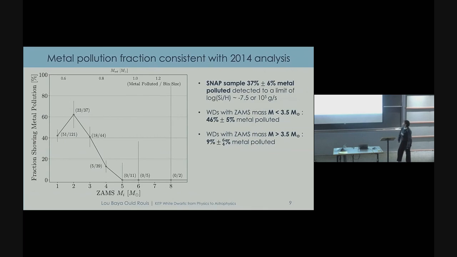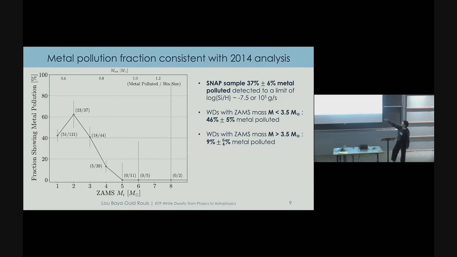And what you're actually seeing is 37%, plus or minus 6, of metal pollution over the full SNAP sample of over 300 stars. This dissection is with a limit of a logarithm of silicon over hydrogen of minus 7.5. And if that doesn't mean much to you, if we assume bulk Earth abundances, that would be about 10 to the 5th grams per second. If you're better with images, that's like 1 baby elephant falling per second on the white dwarf. So yeah, those are the limits.